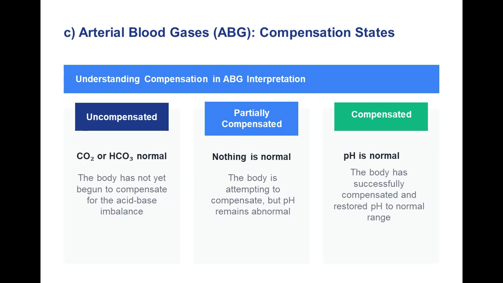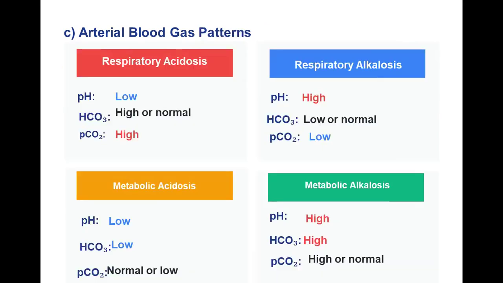Partially compensated, here nothing is normal. Both the PCO2 and HCO3 are abnormal, meaning the body is attempting to compensate, but the pH is still abnormal. Compensated, on the other hand, is the most successful state, where the pH is normal. Even though the PCO2 and HCO3 are abnormal, the body has successfully compensated and restored pH to the normal range. Understanding these states is important for estimating the severity and duration of the patient's respiratory disorder.